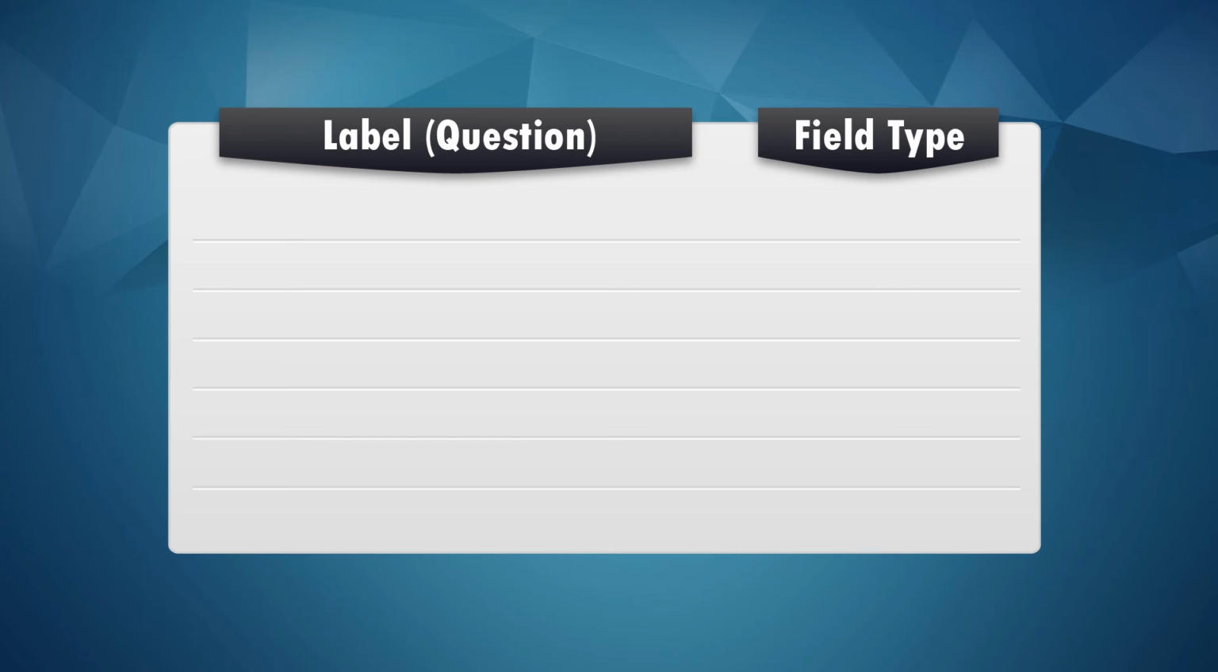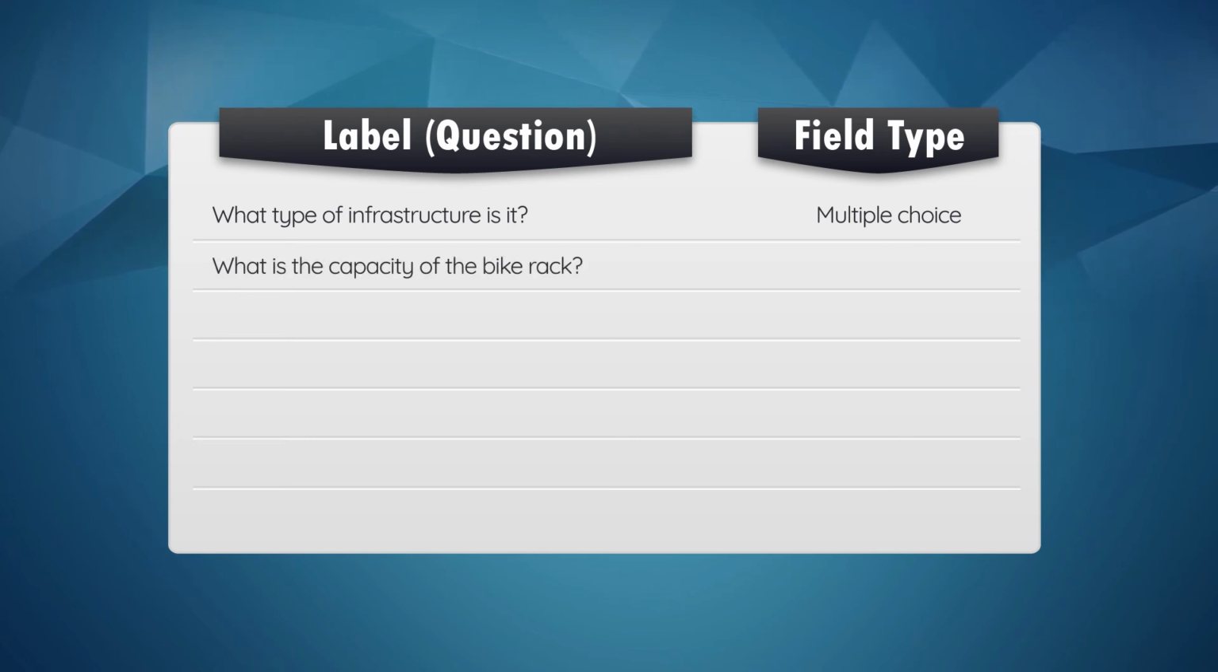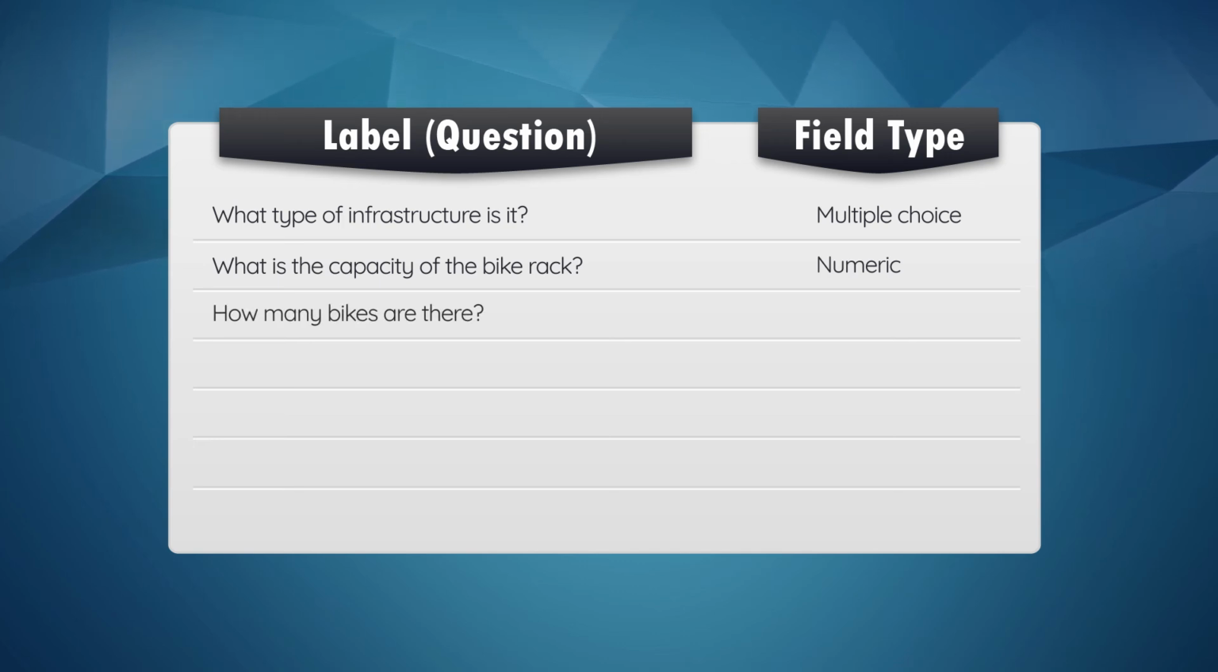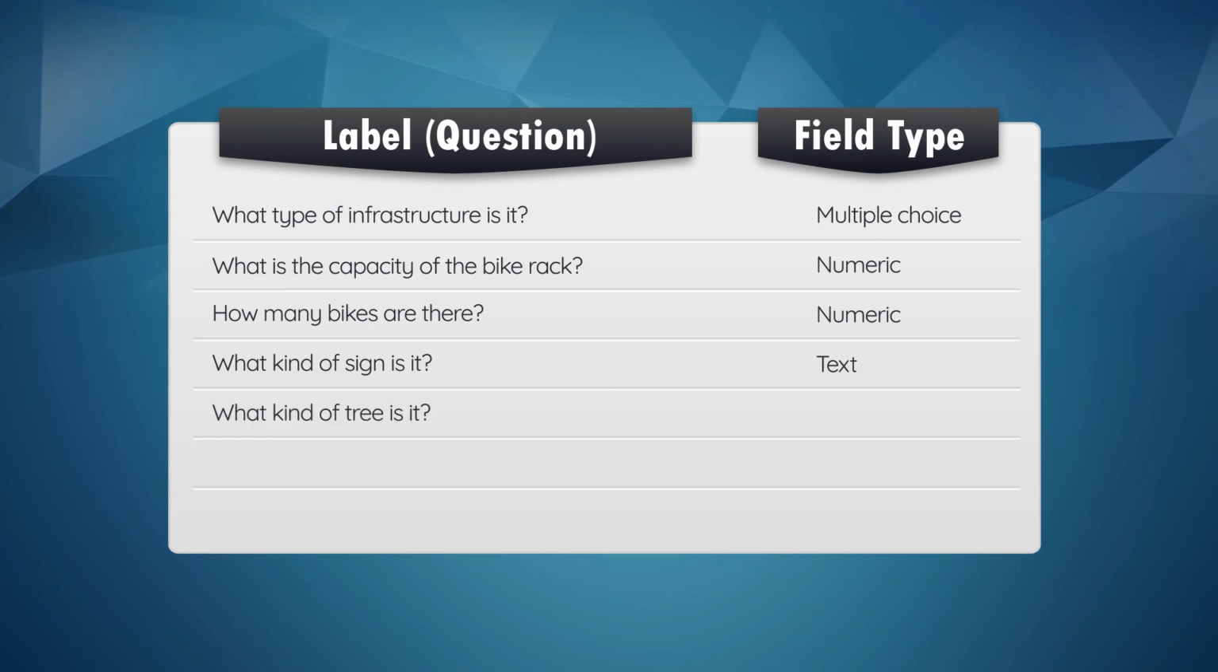For this online workshop, we plan to ask the following questions. What type of infrastructure is it? This will be a multiple choice field, because we plan to give the data collector a few options from which to choose. What is the capacity of the bike rack? This will be a numeric field. How many bikes are there? This will also be a numeric field. What type of sign is it? This will be a text response, because it will be a free-form answer. What kind of tree is it? This will also be a text response. We will also ask the data collector to take a photo and record the date the questions were answered.